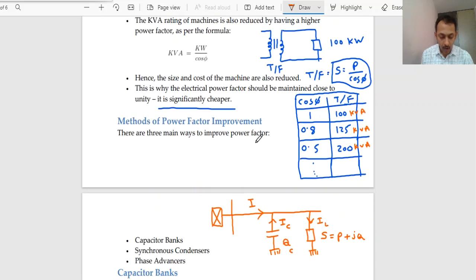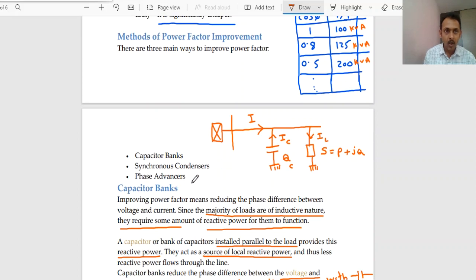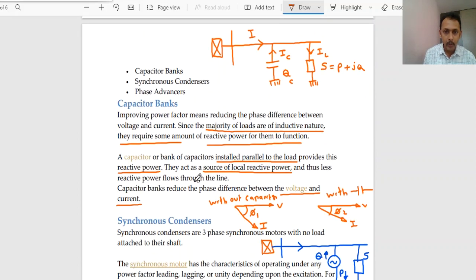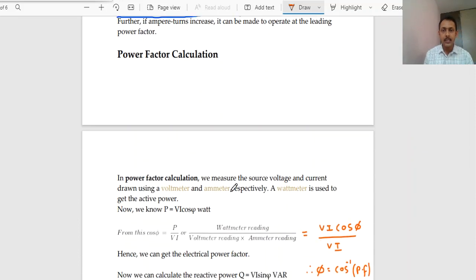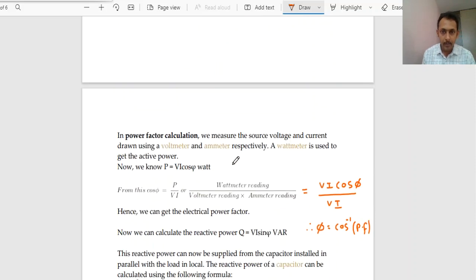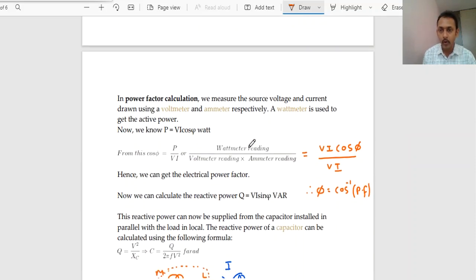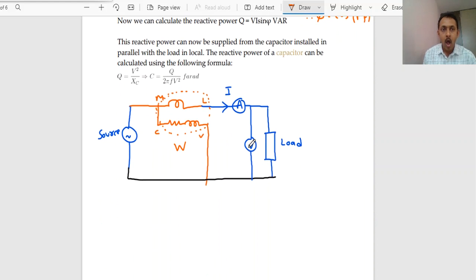And then we are going to discuss the methods of improving the power factor with the help of capacitor banks, synchronous condensers and phase advancers. How these three methods are going to help to improve the power factor. And finally we will discuss how to calculate the power factor. What is the method we have to follow in order to calculate the power factor? All those things we are going to discuss in this video.